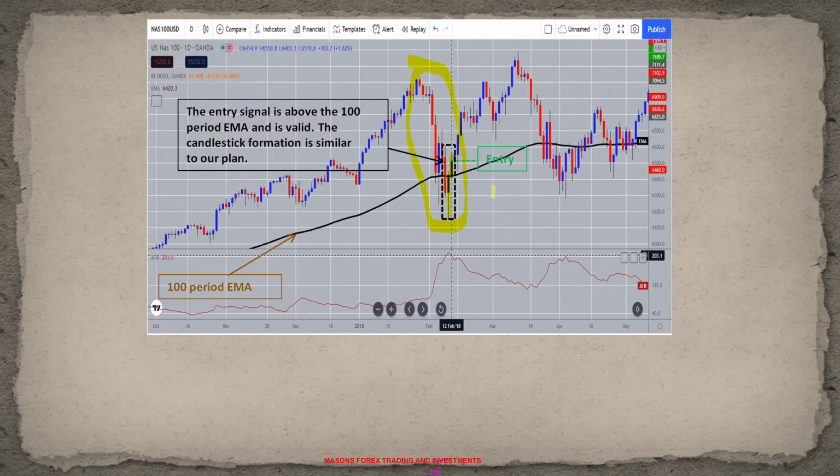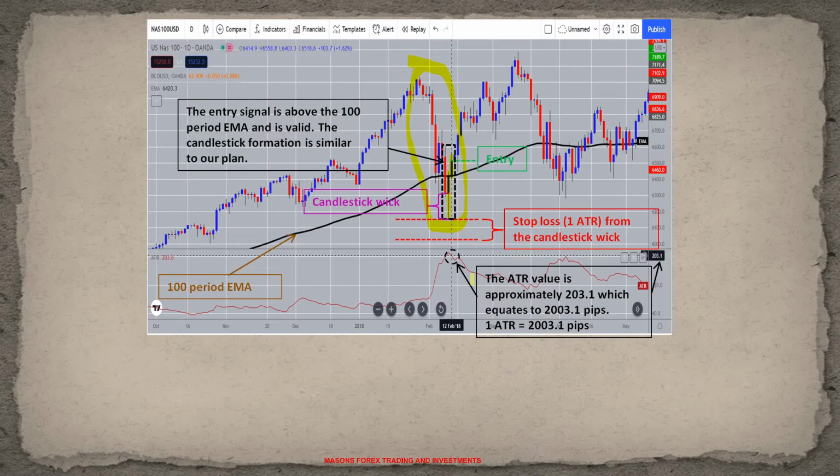So we have our entry signal, we have a wick, and we use the wick for a stop loss placement, 1 ATR. In our case, the ATR value is approximately 203.1, shown right here, which equates to 2003.1 pips. Take note, this is a daily chart and it has a lot of volatility. 1 ATR is equal to 2003.1 pips. Here we have a total risk of approximately, for an example, $1, and our objective is to make another dollar. So our risk to reward ratio is 1:1.